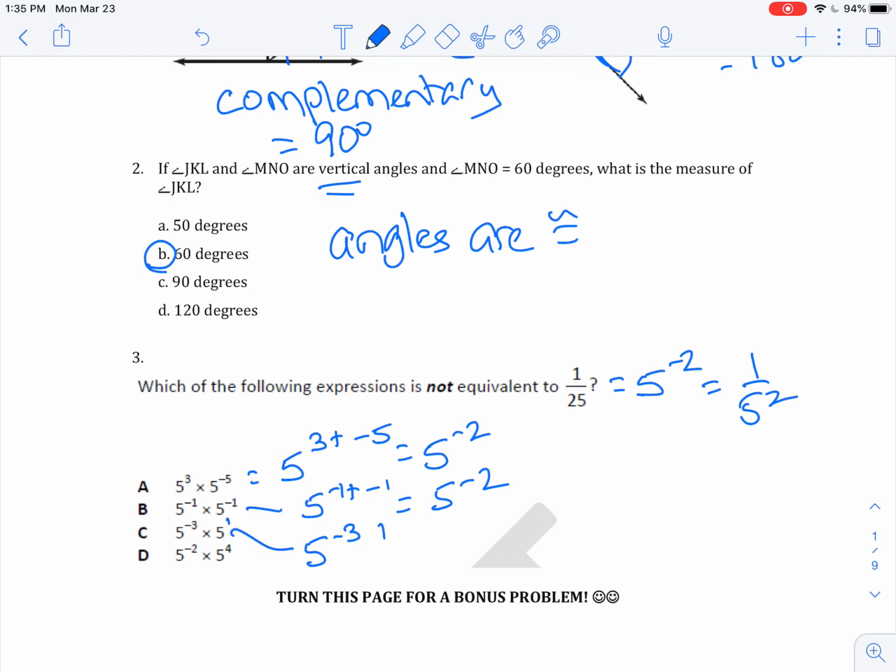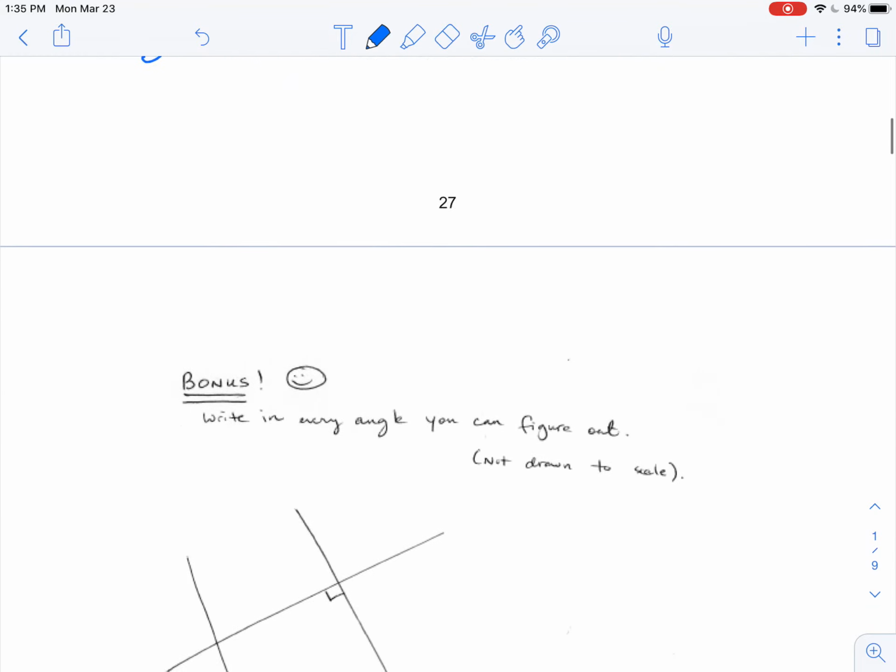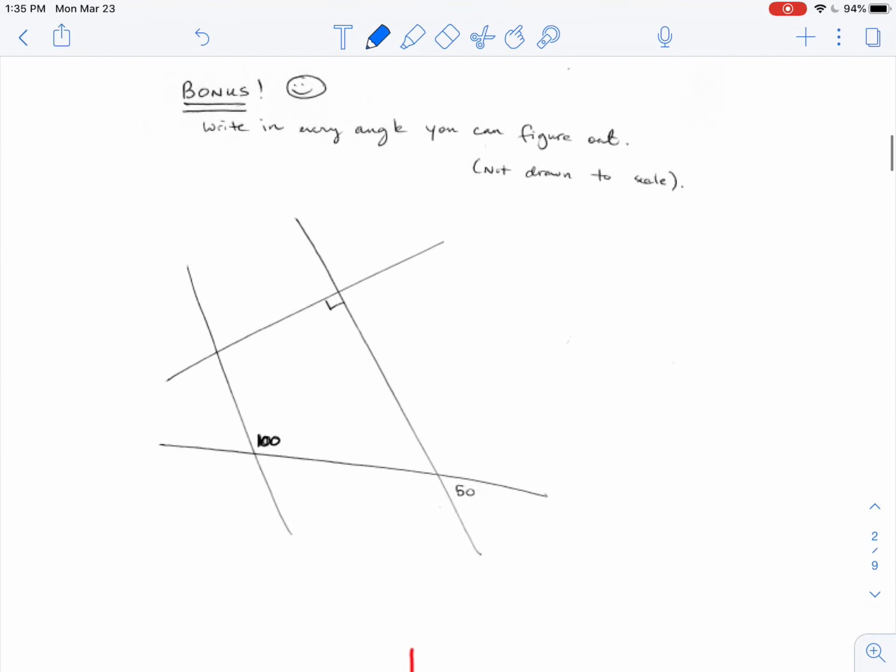This one here, the base is 5, the exponents are 3. You know that this exponent is 1. You add. And the last one, your exponents are 2 and 4, and you add. And this is all true, true, true, true. They want to know which one is not equivalent, so you've all chosen D. All right, turn the page.